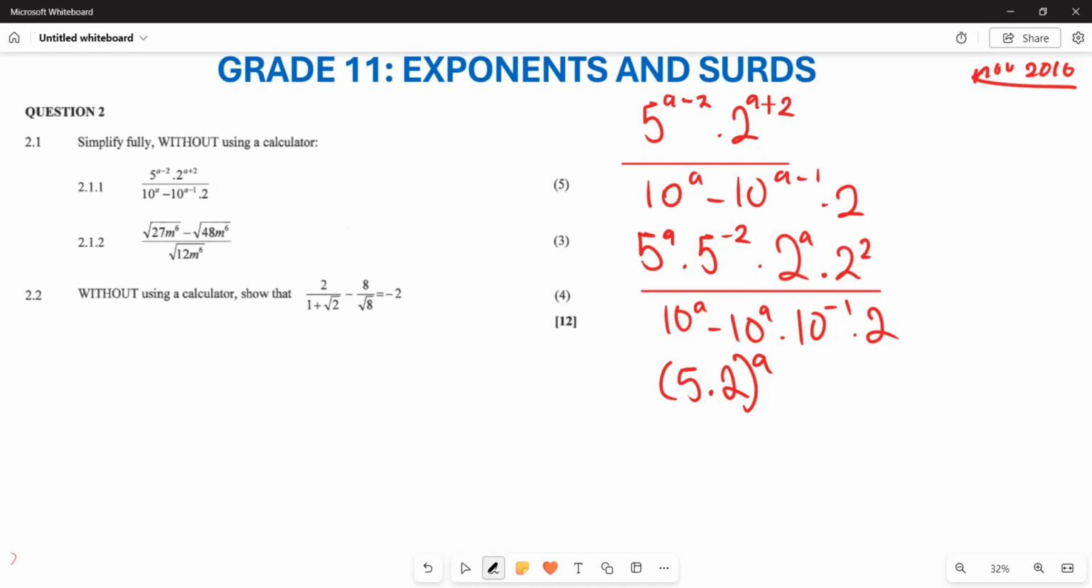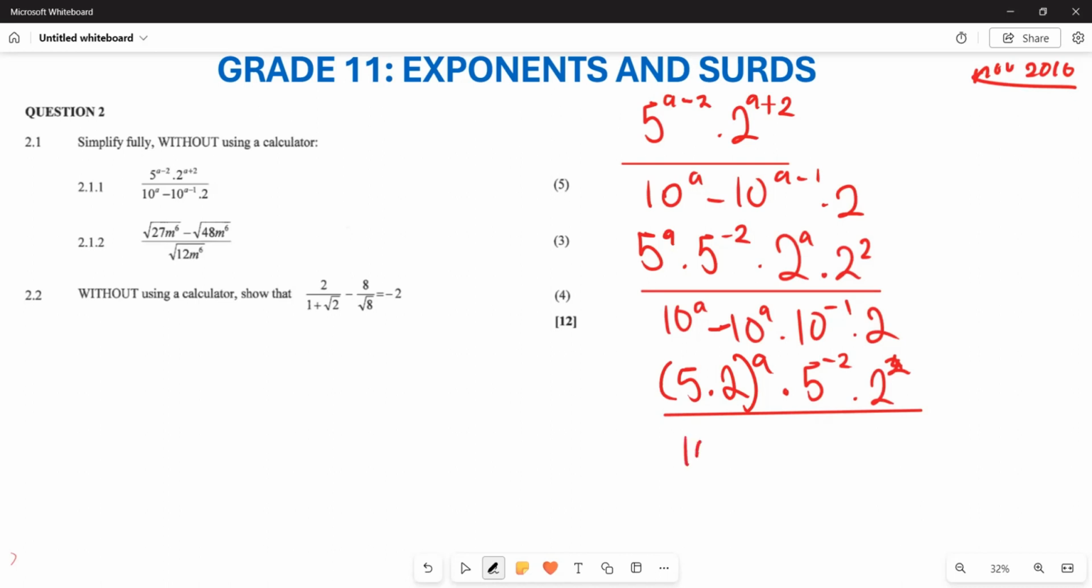And what else are you left with? You are left with 5 to the power of negative 2 multiplied by 2 to the power of 2, altogether. Then this is going to be divided by, if you look, your two terms, with a negative sign here. So this is 10 to the power of a subtract 10 to the power of a multiplied by 10 to the power of negative 1 multiplied by 2.